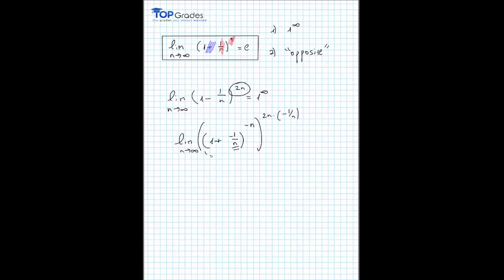So what I see now is that this is Euler, this is the e. And what's left for me to do is the limit of the power. It will be 2n multiplied by minus 1 divided by n. This cancels, and we get minus 2. So the answer is e to the power of minus 2. Very easy. Let's take a look at another limit.